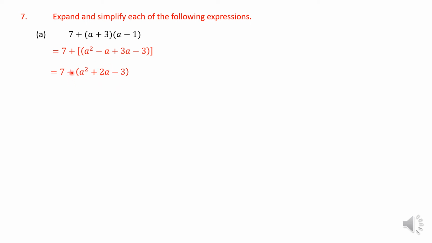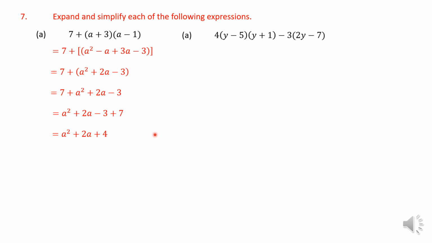Now since I'm adding, I can just drop the brackets because it's not going to change the sign, and the only thing that needs to happen is that 7 must be added with this negative 3, leaving you with a squared plus 2a plus 4 as the final answer.